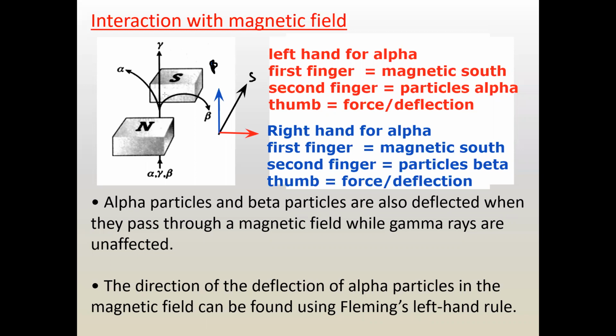So the directions in which alpha and beta deviate are opposite of each other. And another thing you can see: when we compare their deflection, beta deflects more than alpha, because beta has less mass, so it can easily deflect as compared to the alpha particle.